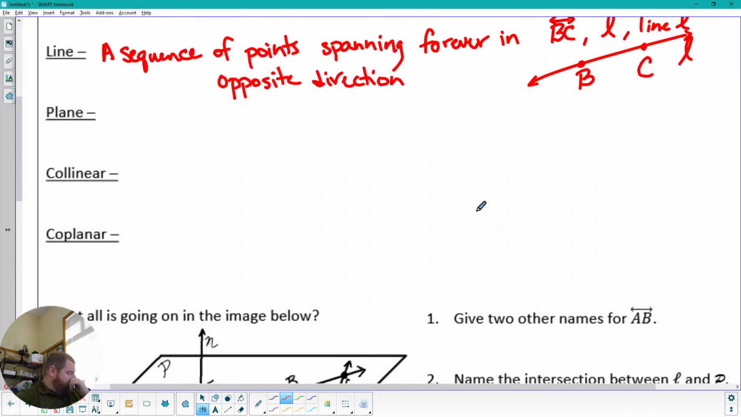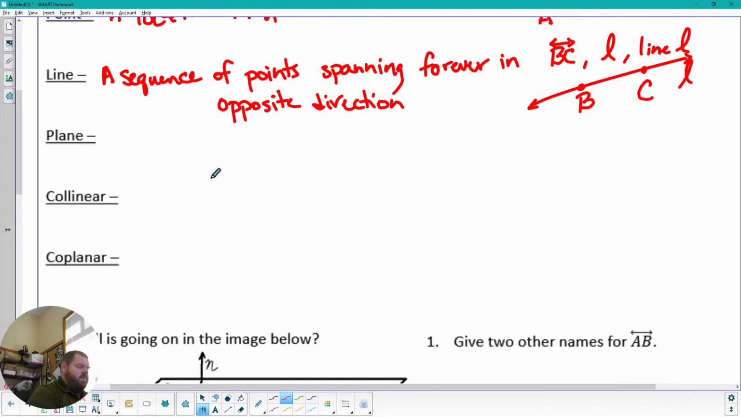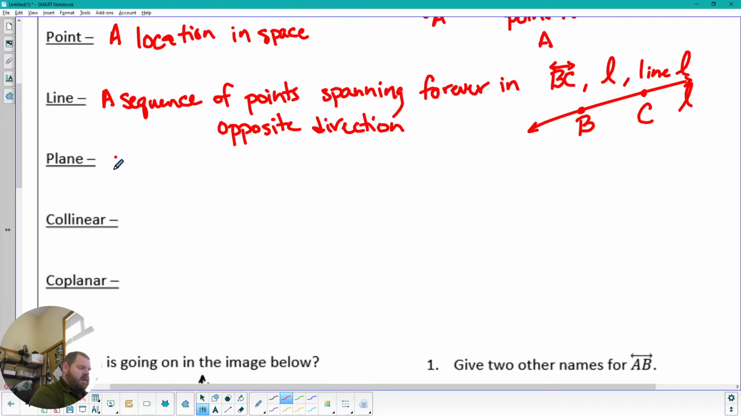The last big one that we have is a plane. We'll say that a plane is a surface extending to an infinite length and width.